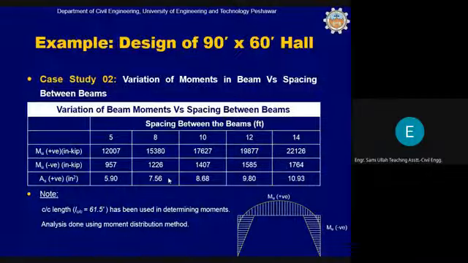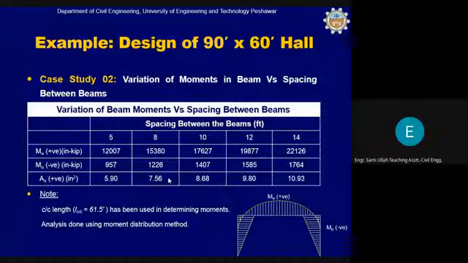If we keep the spacing too small, then there will be too many beams and too much reinforcement. If, on the other hand, the spacing between the beams is too large, then the number of beams will be less, but every beam will have a lot of reinforcement. So we have to find a middle way between these two extremes. And the middle way again cannot be a single solution.